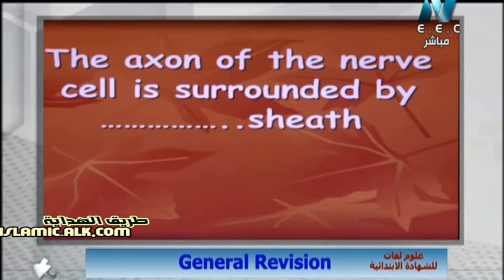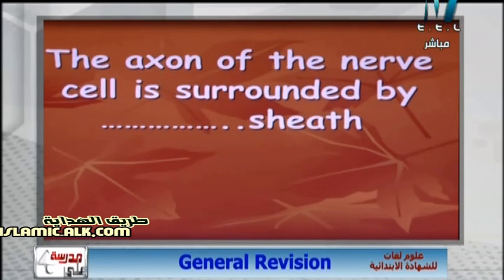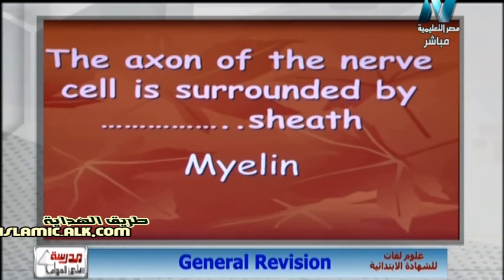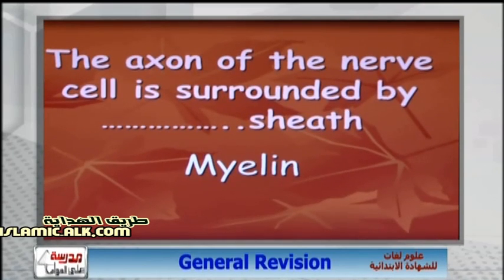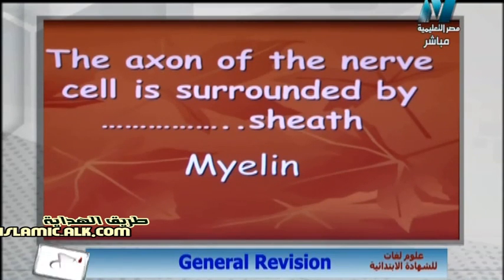Another question says, the axon of the nerve cell is surrounded by what sheath? The axon, as we have seen in the first image today, is covered by the myelin sheath. What does myelin sheath mean? A fatty layer, a very important layer that protects the axon inside the cells. It covers the axon of the nerve cell, and it is not one layer but separated units that cover the axon.